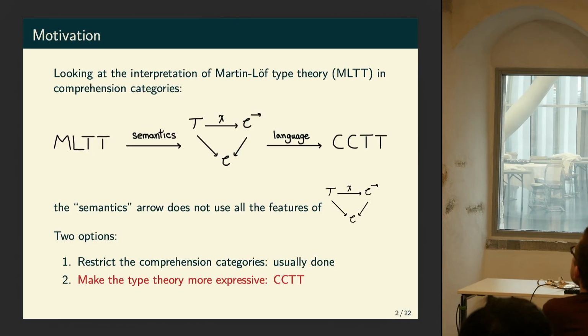So let's look at what happens when you interpret Martin-Löf type theory in comprehension categories. One of the main things I want to focus on is that this semantics arrow does not use all the features of comprehension categories. So you have two options: either restrict your models, focusing only on a class of comprehension categories and interpreting Martin-Löf type theories in those, which is what is usually done, or you can try to make your type theory more expressive and see what useful stuff you get. The second is what we do. We get a type theory this way, and we call it CCTT, where CC stands for comprehension categories.